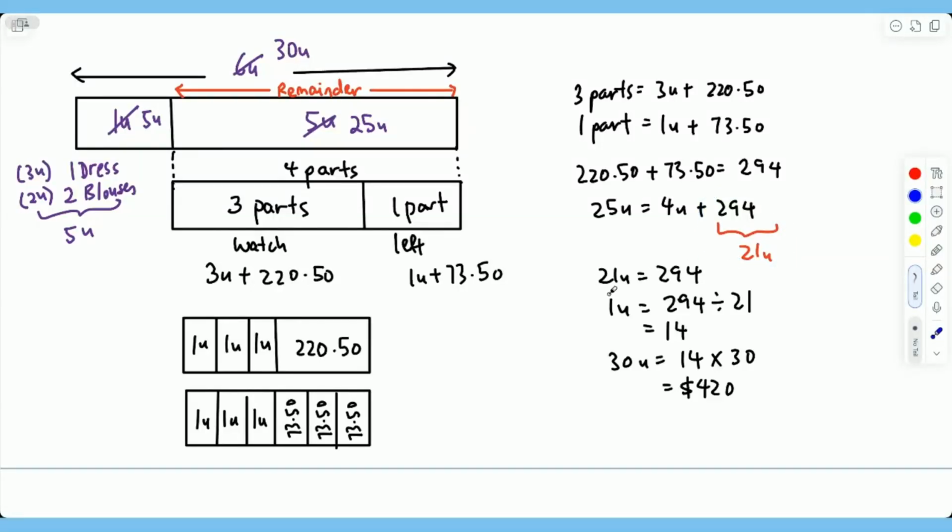So since 21 units is 294, we can find 1 unit, which is 14. And the total amount that Mrs. Wu had at first is 30 units. So we take 14 times 30, and that gives us $420.